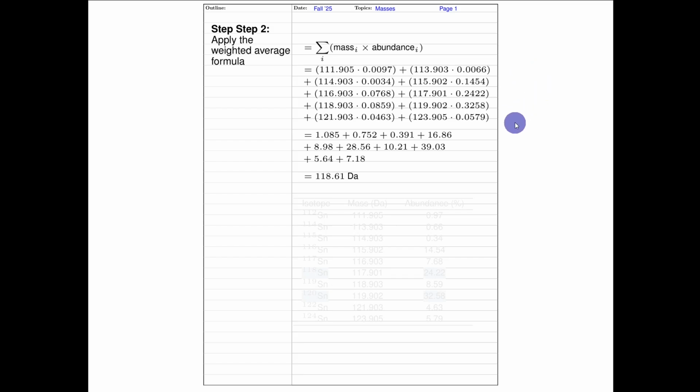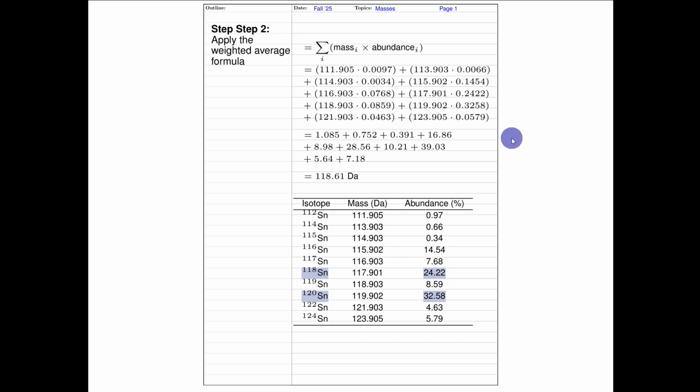So I've written out the numerical values here. Obviously, we won't go through step by step because you should be comfortable and know how to do that now. But I do want to do one more analysis point, which is that the atomic weight of tin is 118.61 daltons, and that is going to be closest to the atomic masses of tin-118 and tin-120, who have the highest abundance.